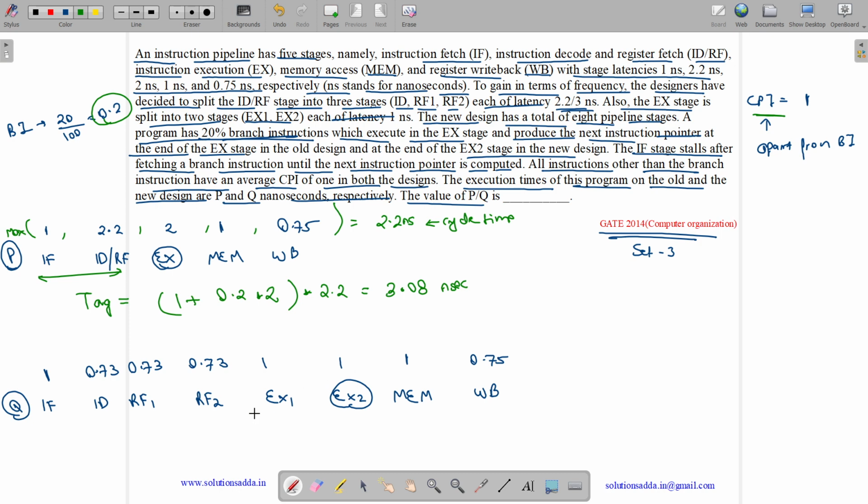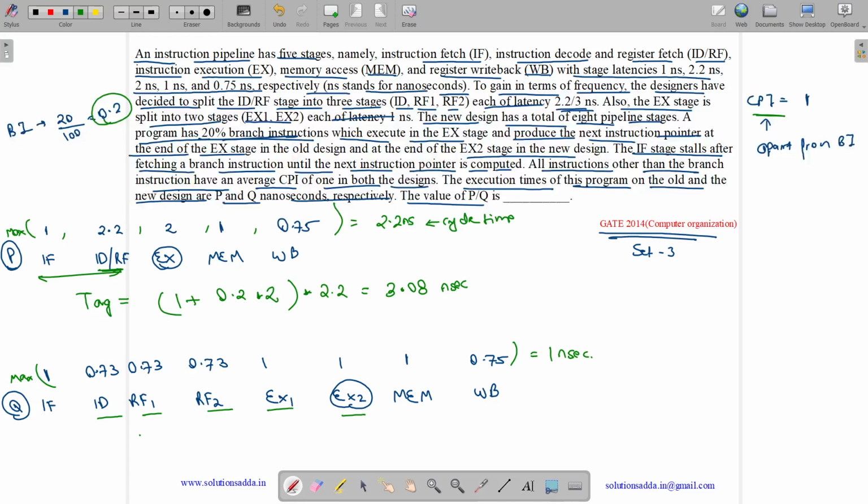Now in the new design, we have divided the ID/RF stage into 3 stages, ID, RF1 and RF2, with stage latencies of 0.73, and EX1 and EX2 with stage latencies of 1. So what is the max of these times? The max comes out to be 1 nanosecond. So the cycle time is 1 nanosecond.